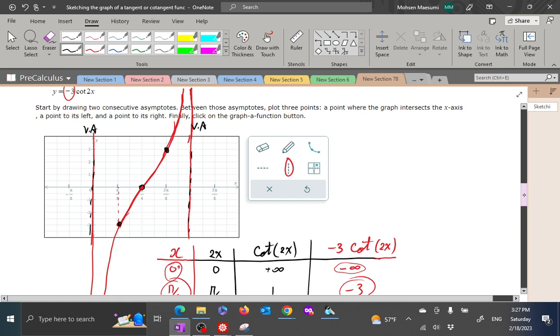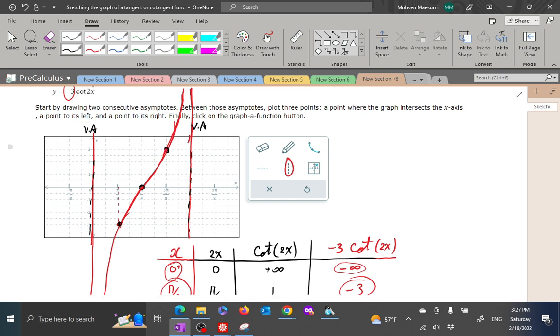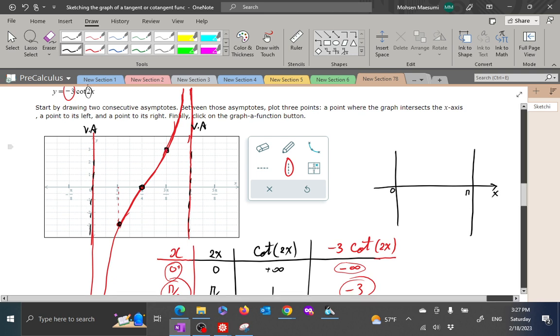In the language of transformations, what's happening? Two things. This factor of 2, remember the cotangent function was going between 0 and pi and looked like this. Is that right?